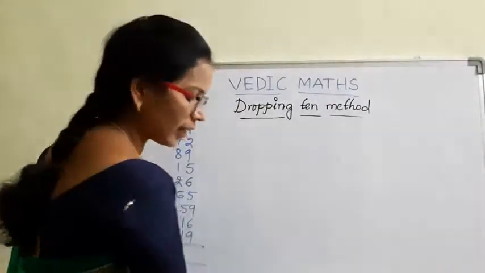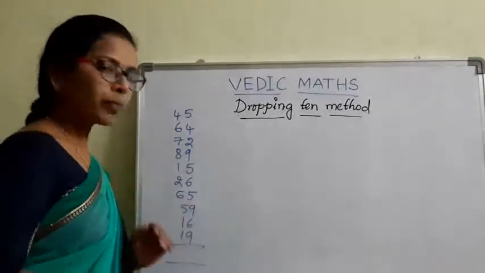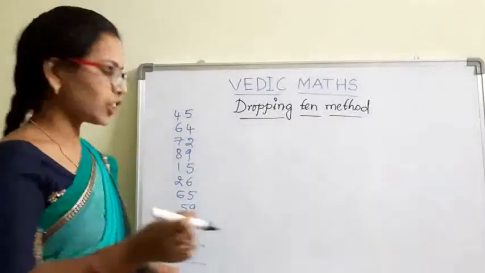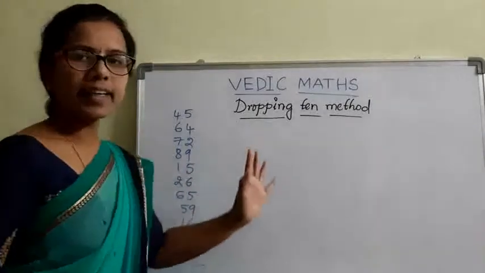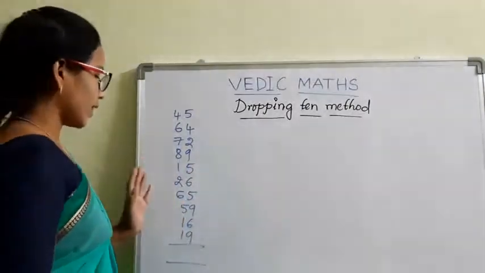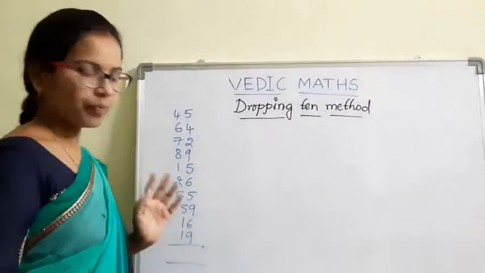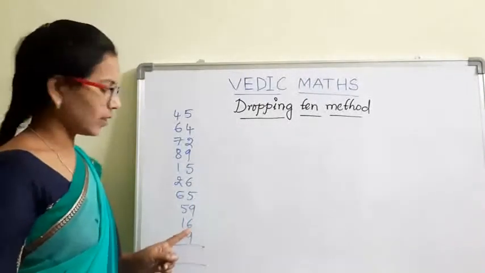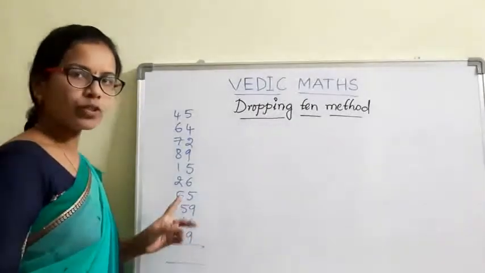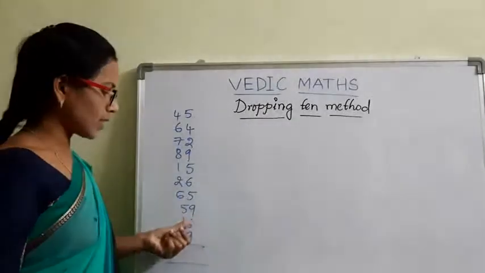Generally we do the addition from top to bottom. Here I am going to do the addition from bottom to top. First I take the right hand side line, next I take the left hand side line. Start counting from the bottom. I am going to start, and while doing, I will explain. 9 plus 6, 15.